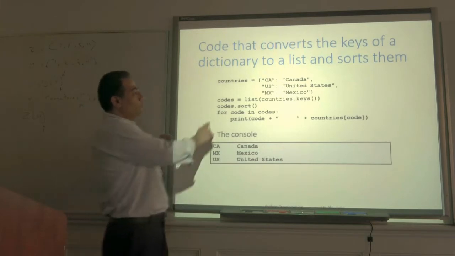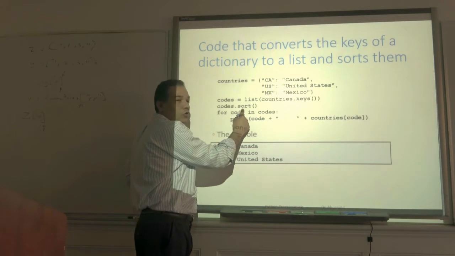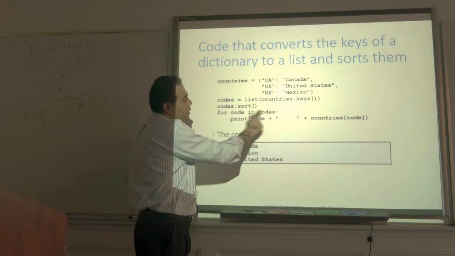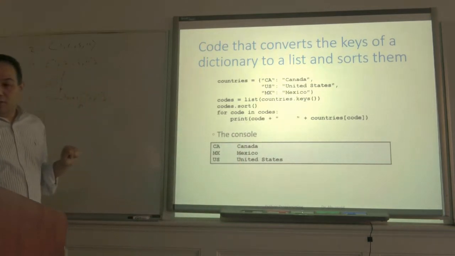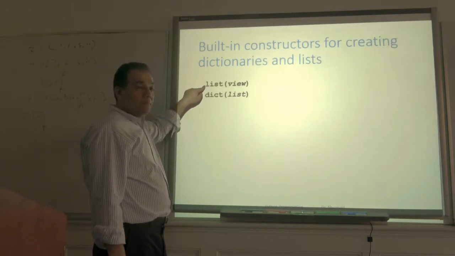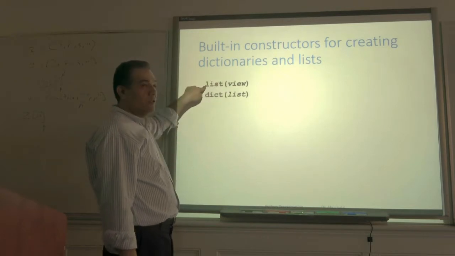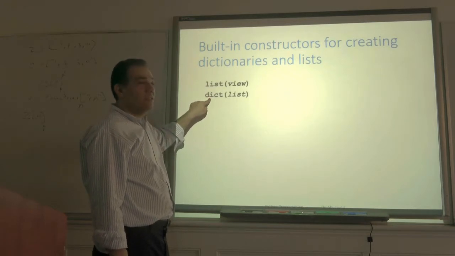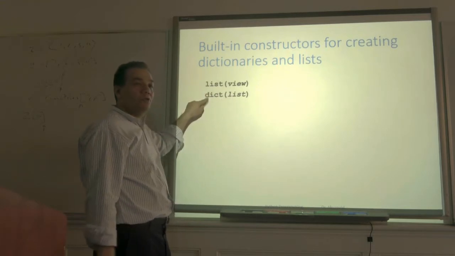Then after that, I could sort them because now I could apply all the methods of list. I could sort. I could insert. I could do whatever. For code in codes, I could print them again. So it's a very important construct. You're going to use them a lot. List converts a view of a dictionary to what? To a list. And dictionary could do what? Convert a list into a dictionary.